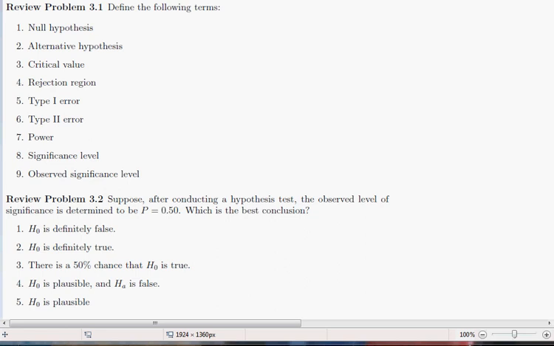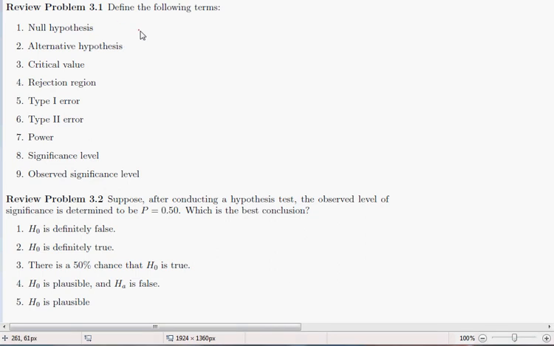Let's take a look at these two review problems that are more conceptual. So in other words, don't forget your definitions for the exam. The first problem here involves just simply knowing the terms. So let me just kind of say these. The formal definitions can be found in the textbook and also in the lecture notes.